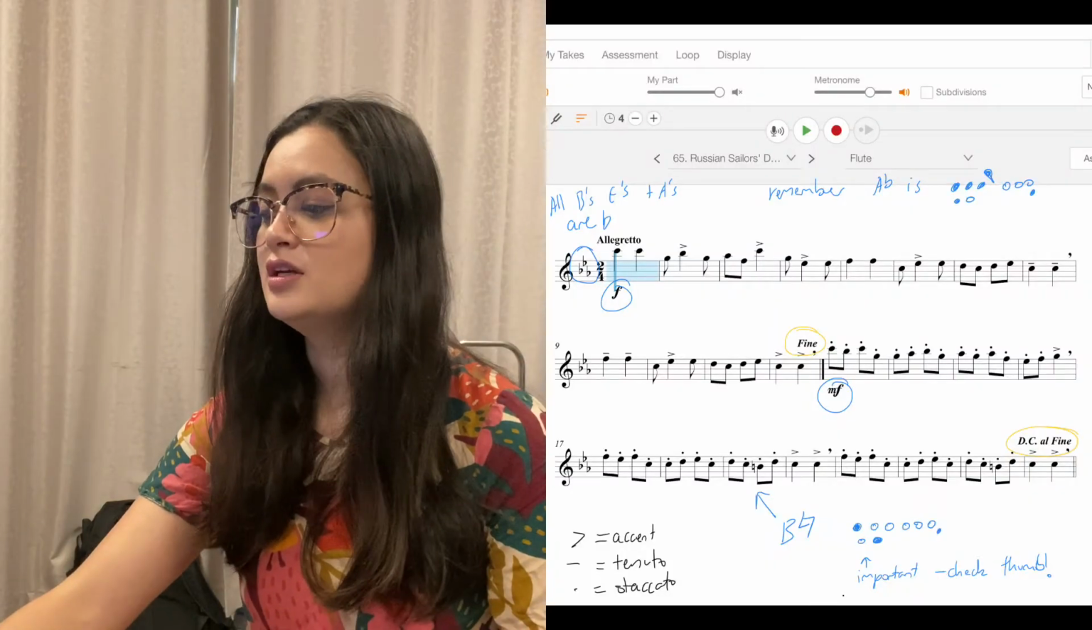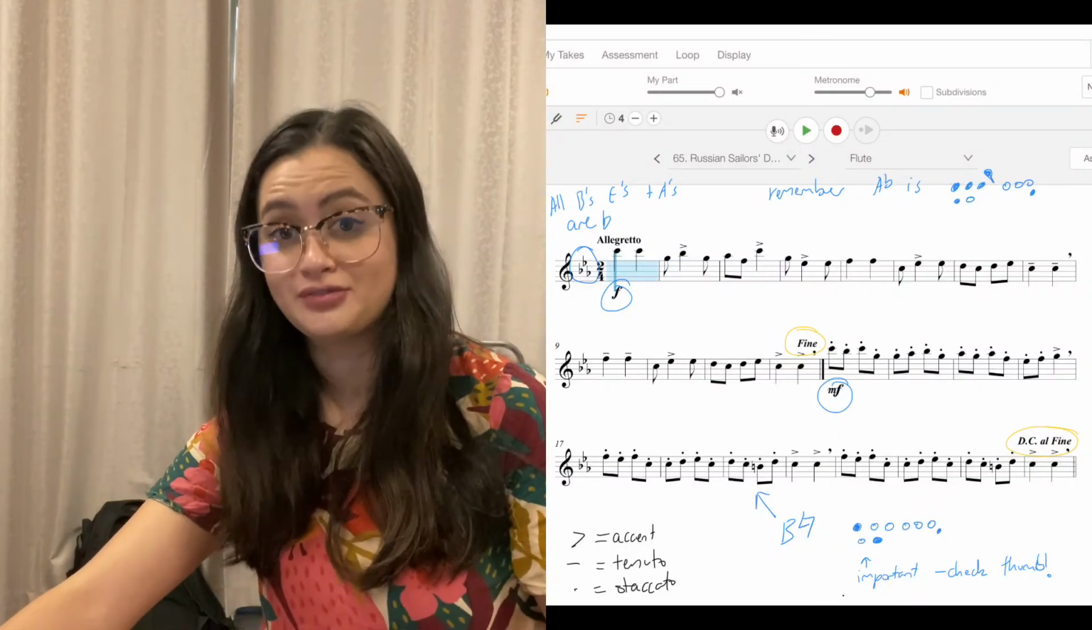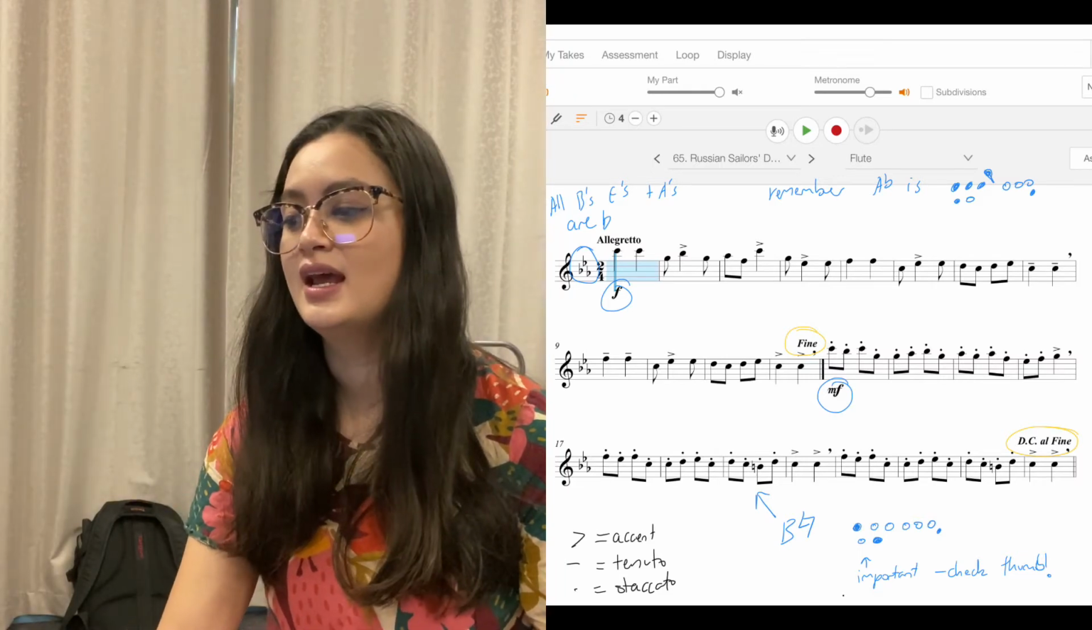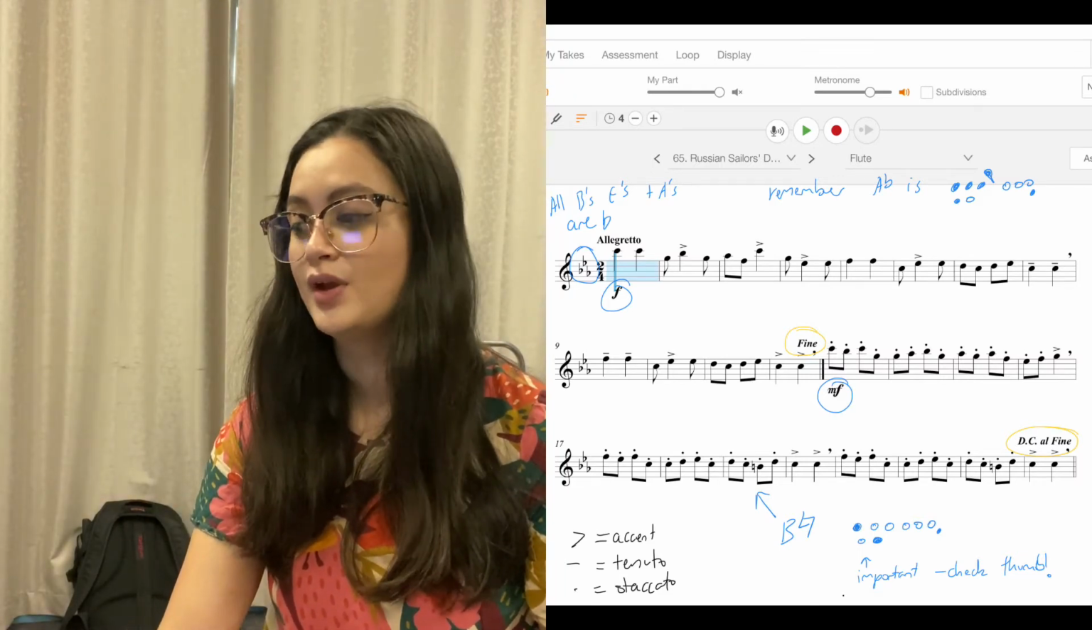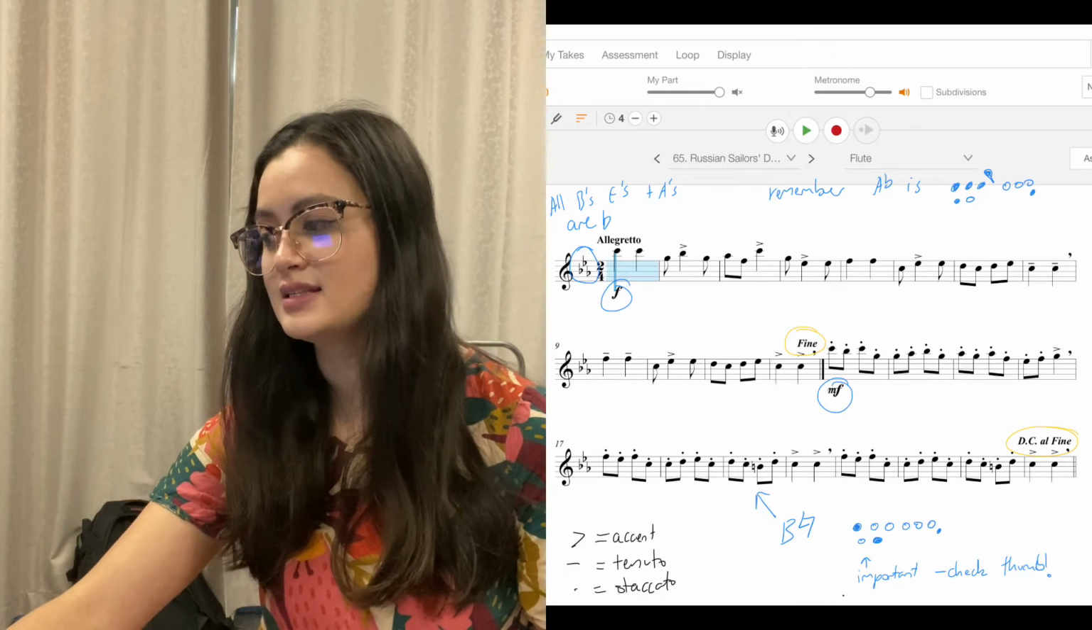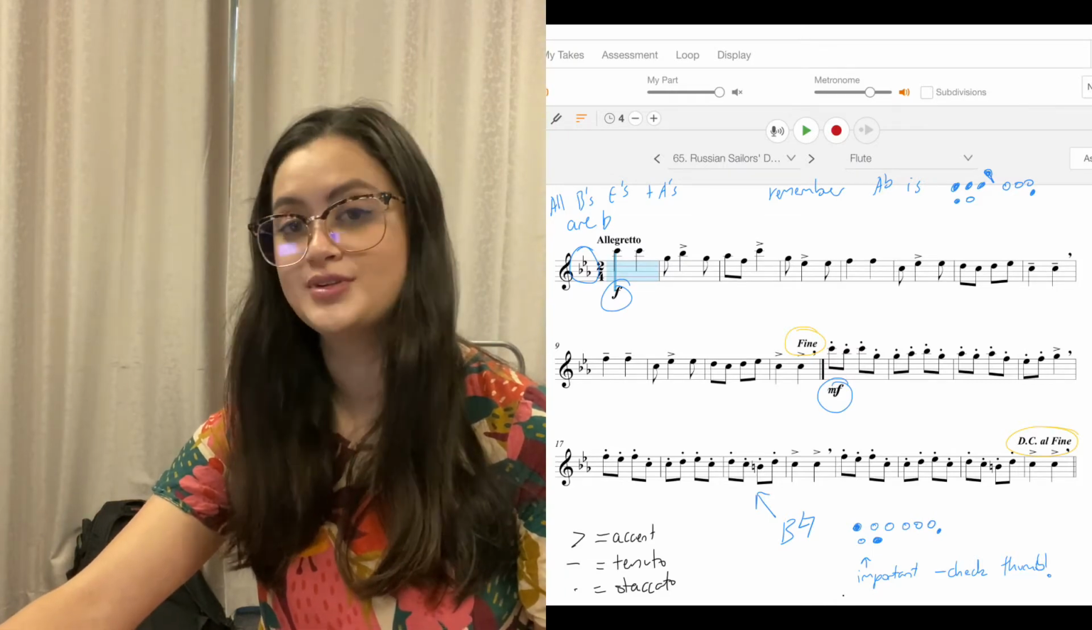Now let's look at exercise 65, Russian Sailor's Dance. See if you can point out all of the different articulations in exercise 65 now. There are staccatos, accents, and tenutos. Pause here.